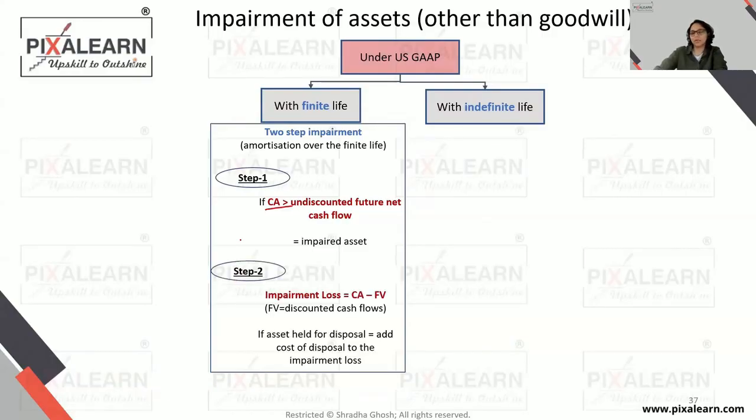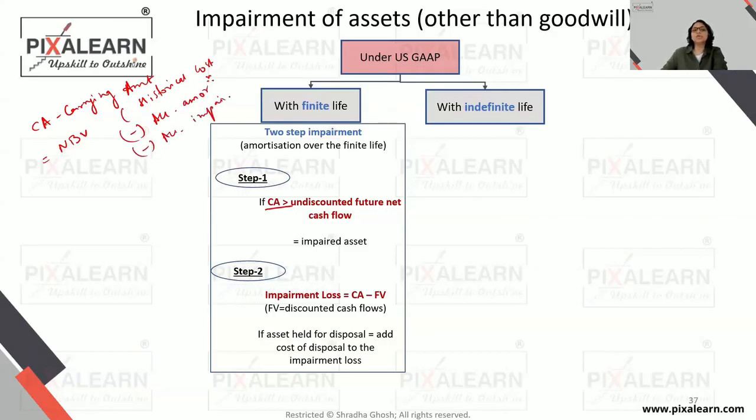So CA is your carrying amount. What is CA? CA is the carrying amount of the asset. So in your books, what was the acquired value less the accumulated impairment and accumulated amortization? That figure gives me the carrying amount of the assets. This is also called the net book value in your books, which is the historical cost at which you capitalize the asset. And from here, you've reduced the accumulated amortization and the accumulated impairment. So you know at what figure you are carrying the asset in your books.